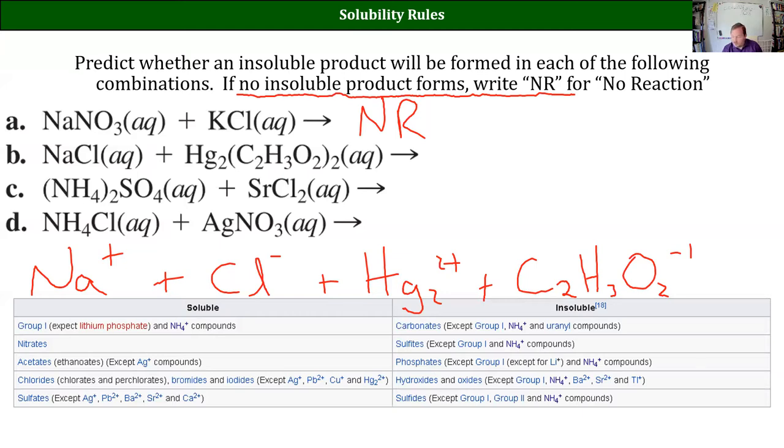So if we want to see what dissolves, we look at all these. Sodium ion, that's group one. Soluble, no exceptions, the only exception is lithium phosphate. Well, we're talking about sodium, not lithium. So sodium ion's not doing anything.